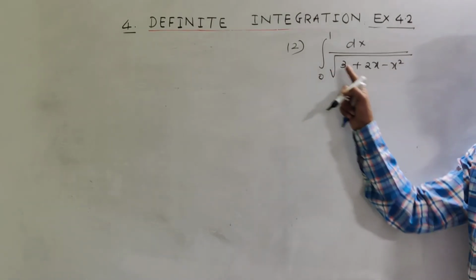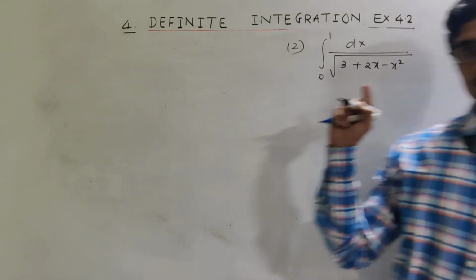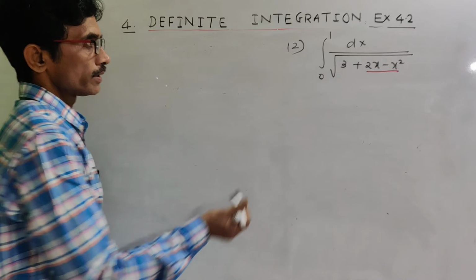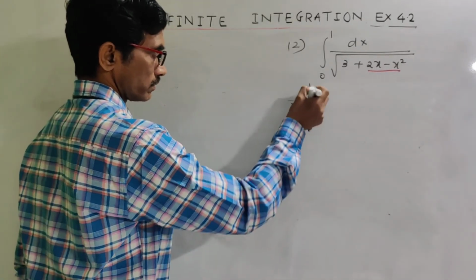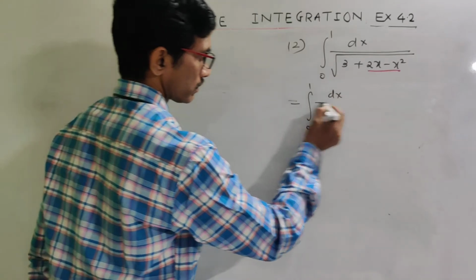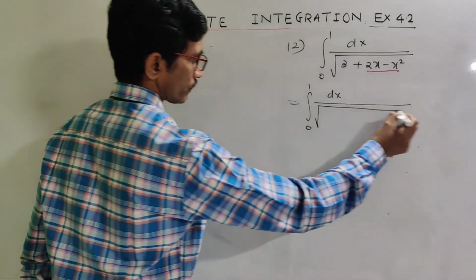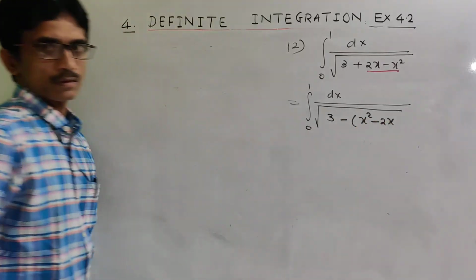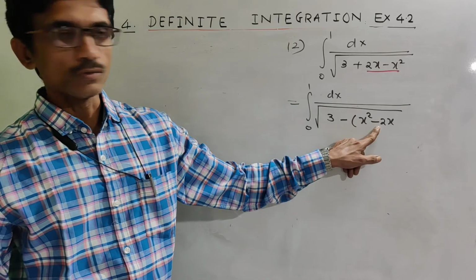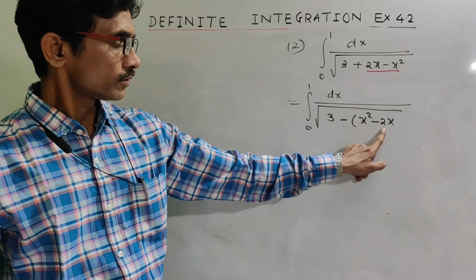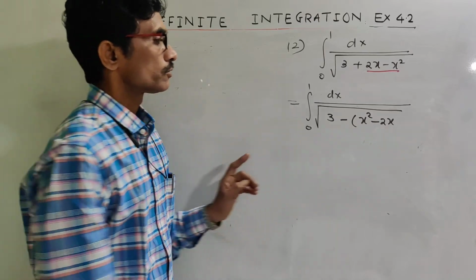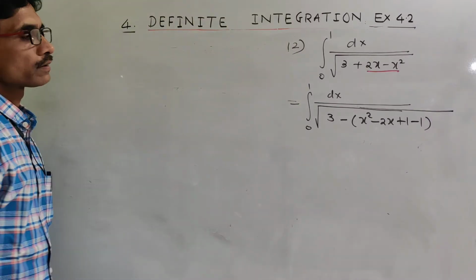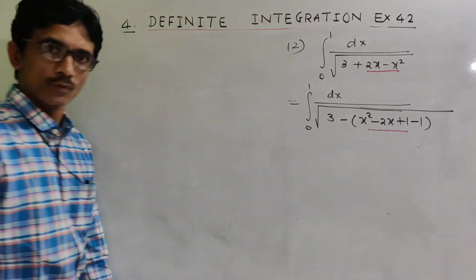Integral dx upon root of 3 plus 2x minus x square. Here minus x square is there, so from these two terms we are taking minus sign common. It is 0 to 1 dx upon square root of 3 minus of x square minus 2x. Now half of the coefficient of x is minus 1, so minus 1 square is plus 1, and we add and subtract 1 over here so that this will be a perfect square, x minus 1 whole square.